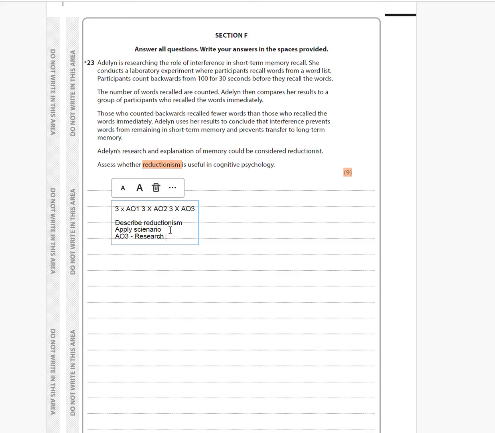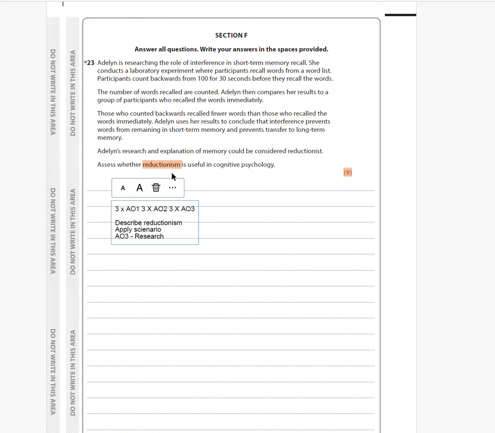You are going to follow that structure for your paragraph, the Wally weave, 1 AO1, AO2, and AO3 sentence per paragraph. You only really need 2 paragraphs and then a little conclusion that answers that question of, is memory research reductionist, or is reductionist useful in cognitive psychology?